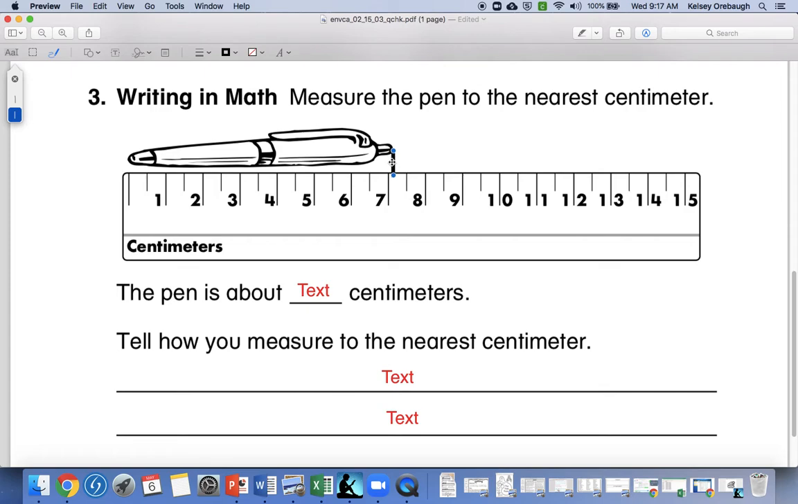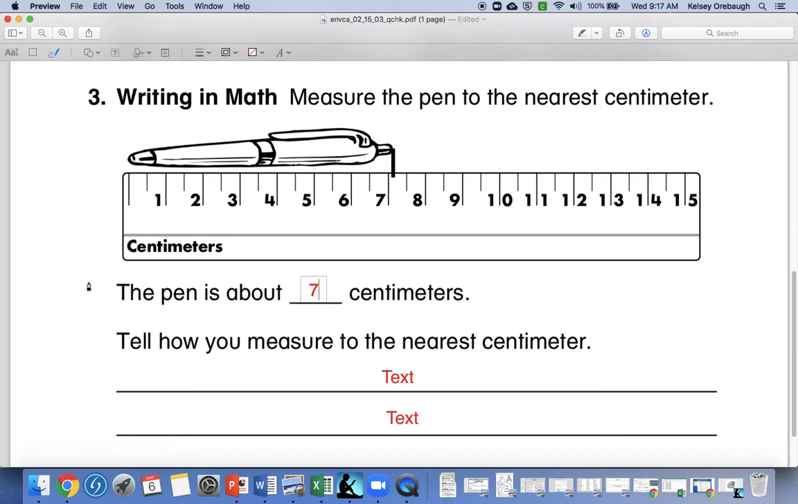Because the pen's furthest tip is at this point, which is after 7, but before the halfway point, I use the smaller number. That means that this pen is about 7 centimeters long. It is not quite at the halfway point between 7 and 8, so I use the smaller number. My answer is going to be 7. The pen is about 7 centimeters.